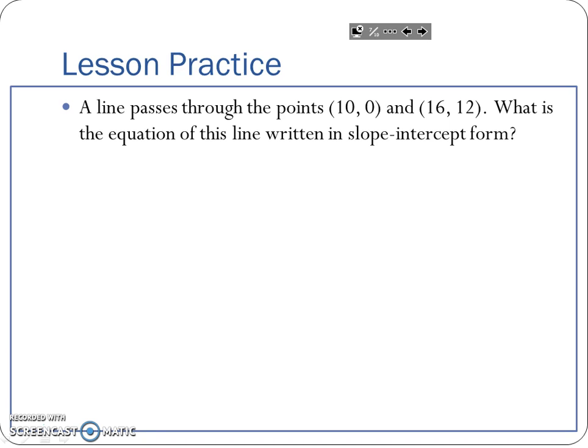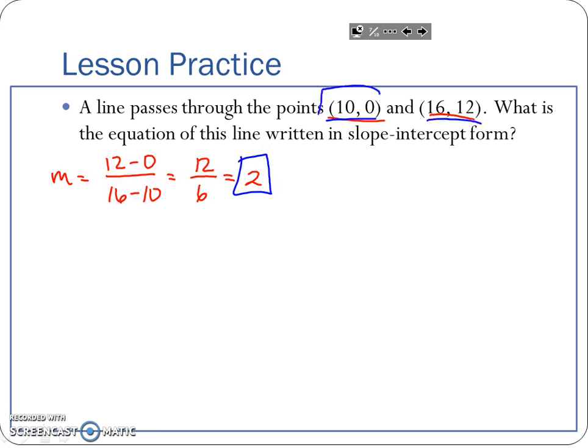Okay, hopefully you guys have had time to work through that. So again, we've got our 2 points, 10, 0, 16, and 12. So I'm going to use my slope formula. Okay, y sub 2 minus y sub 1 over x sub 2 minus x sub 1. It's going to give me a 12 over 6. 12 over 6 is 2. Okay, so I know my slope now. I can pick either of these 2 points. I'm going to pick this one.